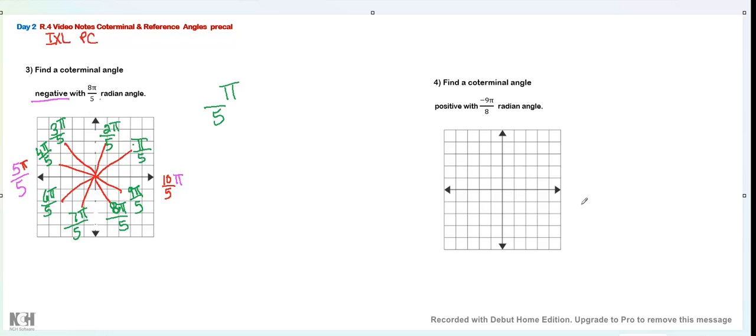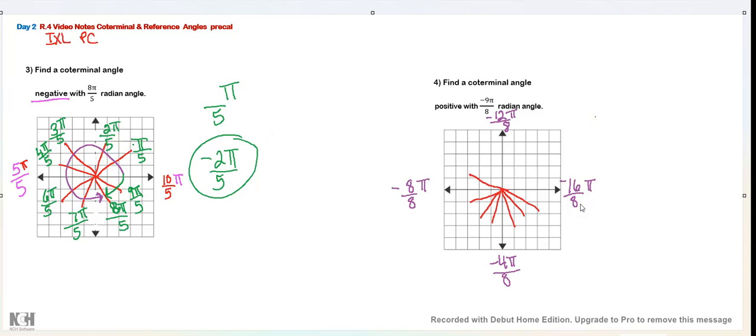So we want to, we have a positive 8 pi over 5. So we would go all the way around to 8 pi there. There's our positive angle. And we just have this much left, so from here to here, that only leaves us with 2/5 pi. So a negative 2/5 pi, that's going to be the negative coterminal angle there. That is the other reference angle for that one.